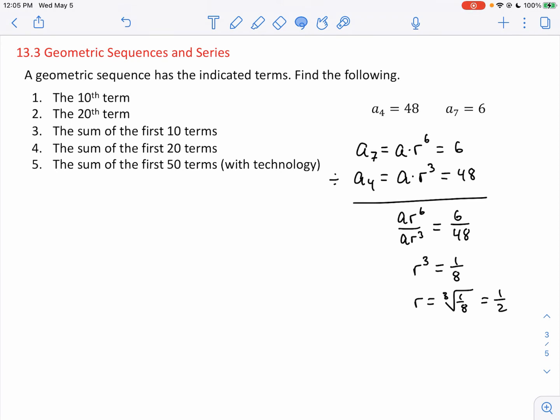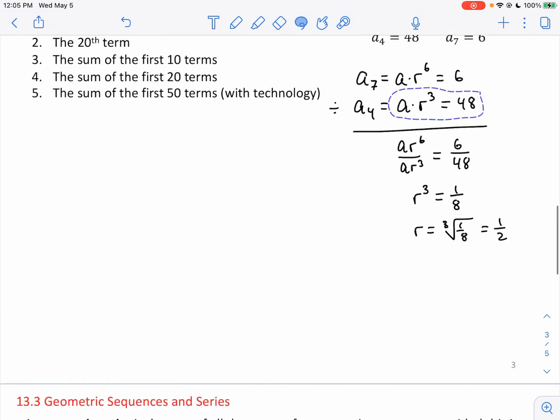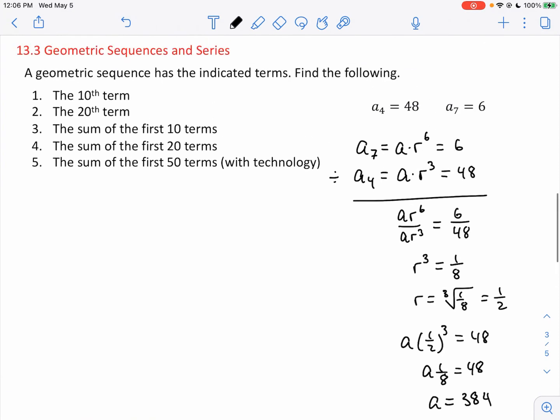And since r is 1/2, we want to plug r equals 1/2 into either of these equations. I'll use the one I'm circling right now. And so we have a times 1/2 cubed is equal to 48. So that's a times 1/8 is equal to 48. And then multiply both sides by 8, and we get our first term, which is what we need to know. And 8 times 48, 384. Okay, now we can go back and answer these questions.